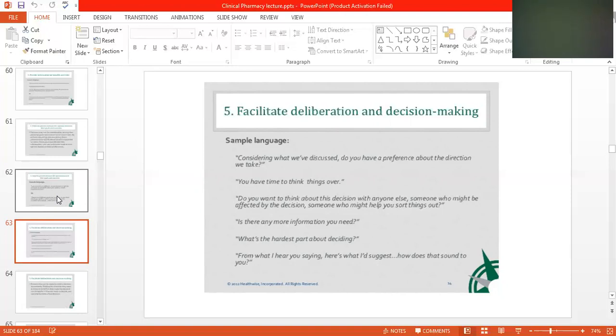Is there any more information you need? What is the hardest part about deciding? From what I hear you say, here's what I suggest. How does that sound to you? So this is the way to communicate with your patient, right? This is sample communication language to help the patient understand the alternative options you have provided for the treatment.